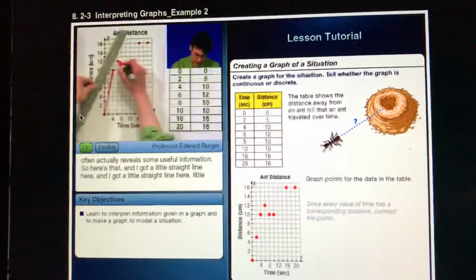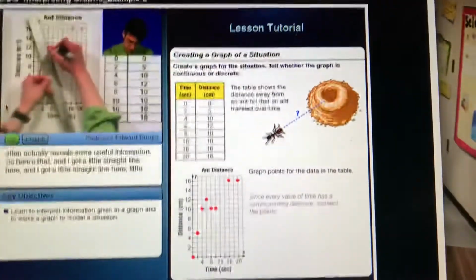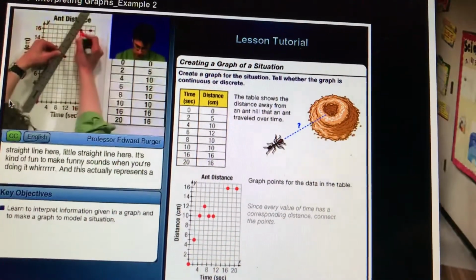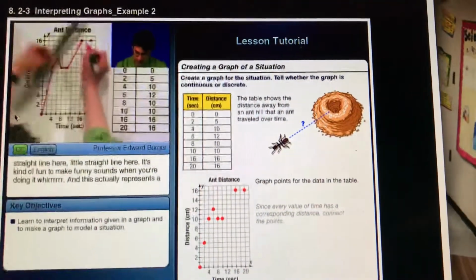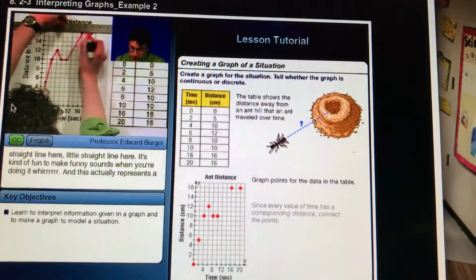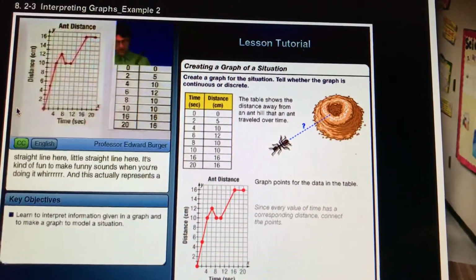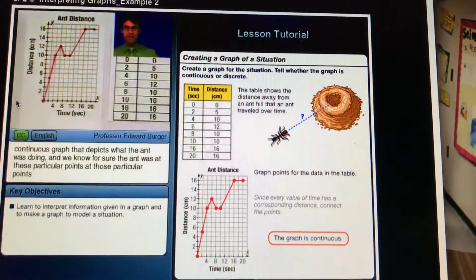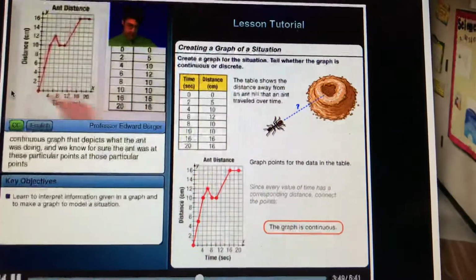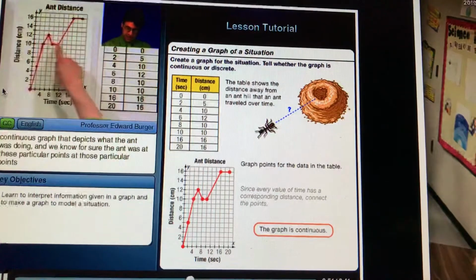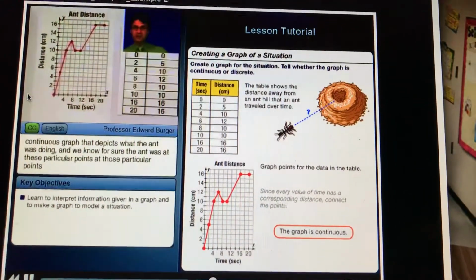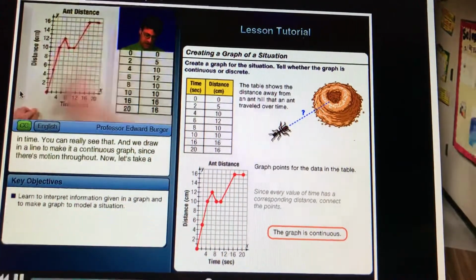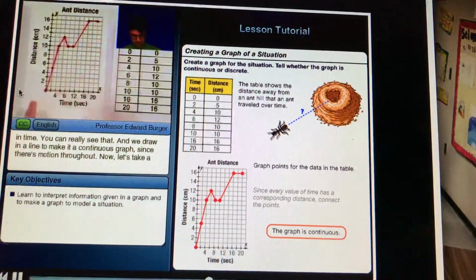So here's that. Then I got a little straight line here. Then a little straight line here. A little straight line here. It's kind of fun to make funny sounds when you're doing it. And this represents a continuous graph that depicts what the ant was doing, and we know for sure the ant was at these particular points at those particular points in time. So you can really see that. And we draw in a line to make it a continuous graph since there's motion throughout.